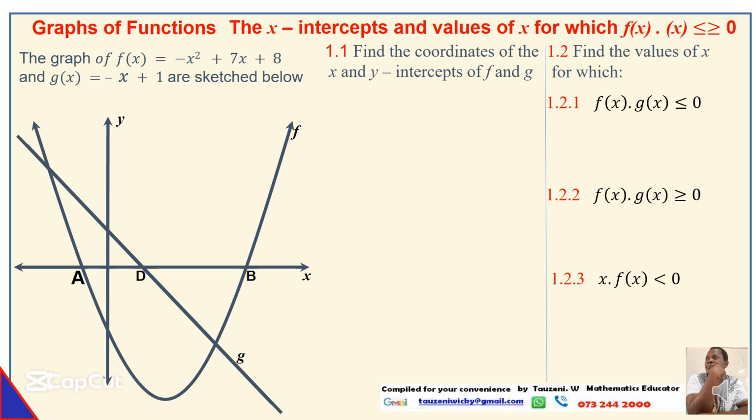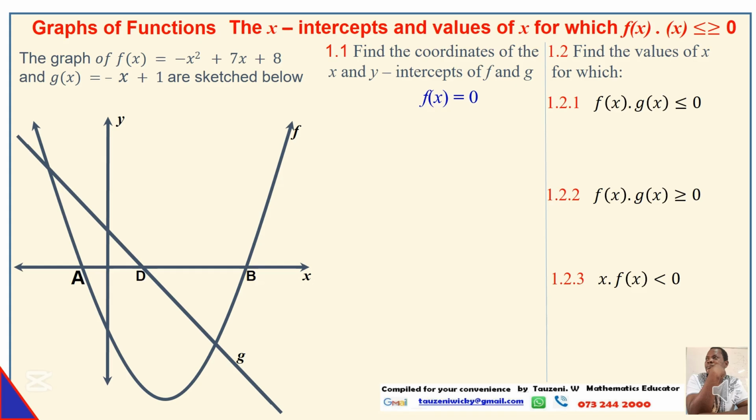To determine the coordinates of the points where the graph is crossing the x-axis, or the x-intercepts of a function, we equate the equation to 0 and solve for x. Generally, when determining the x and y intercepts, to find the x-intercepts, y is 0. To find the y-intercept, we substitute x with 0. In this case, we are calculating the coordinates of A, B, and D. Those points are the x-intercepts of the functions.